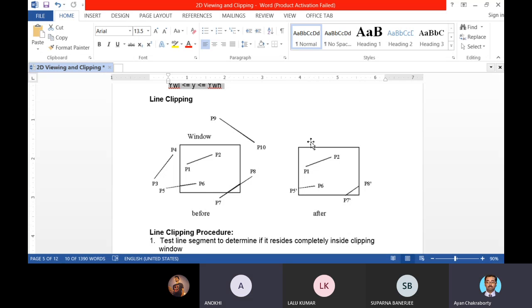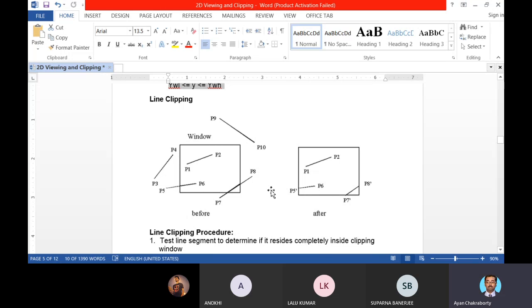Partial visible. Can't hear you clearly. Please tell me. Partial visibility, full visibility, and... Who is it? Hello, who is answering? Anokhi. Yes, sir. Okay. What is your answer? Please tell me again. Partial visible. Completely visible.